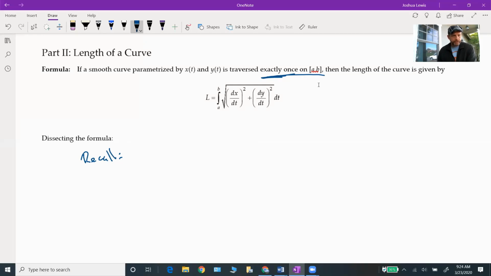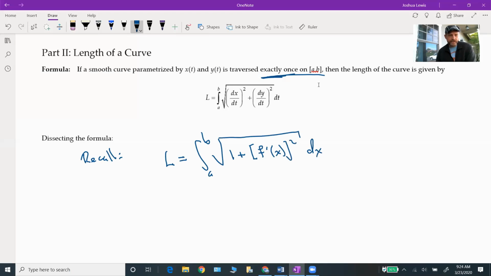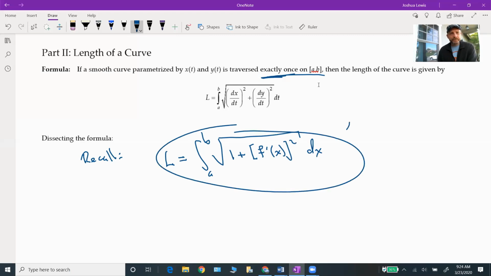So before, arc length was this, right? 1 plus f prime of x squared dx. So how does this become that? Sorry, I'm going to give you a better arrow than that. How does this become that? That's what we want to look at, okay?